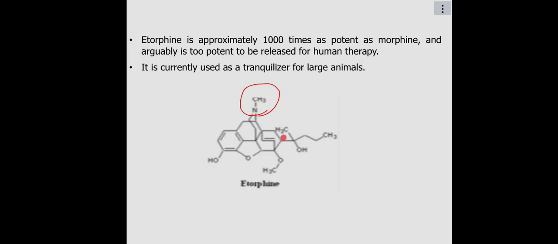Of course, we have also this substituent here, which also will help to interact with the receptor and also increase lipid solubility, as we have said. And arguably, it's too potent to be released for human therapy. It is currently used as a tranquilizer for large animals like elephants.